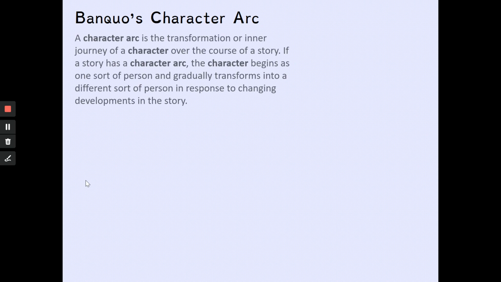Banquo's character arc, well, again, this would be something that I'd be looking at if I was targeting grade 7 or above. If I was thinking, I just want to pass English literature, well, you can ignore this and you can crack on. In terms of Banquo's character arc, well, you can read the information on the screen.